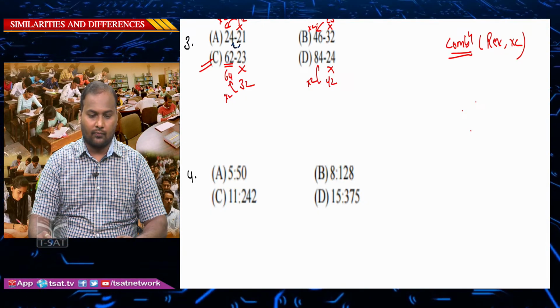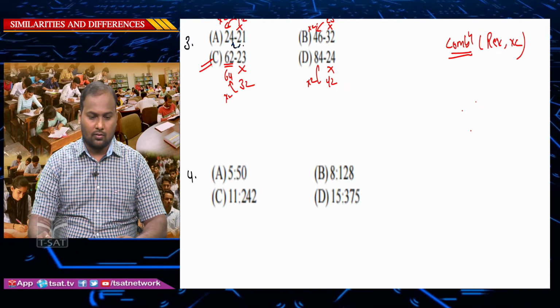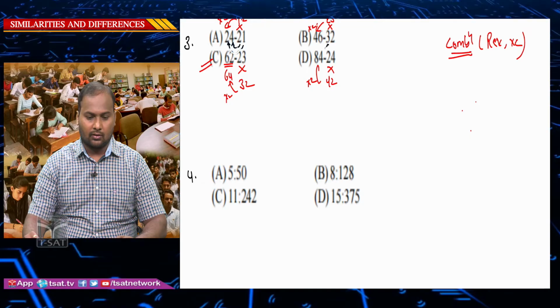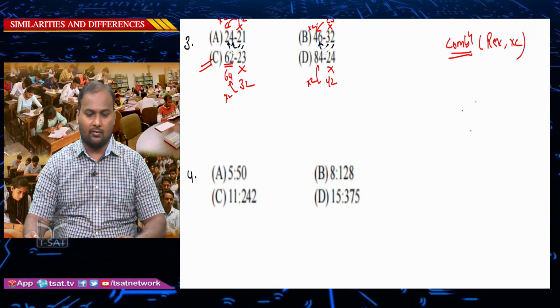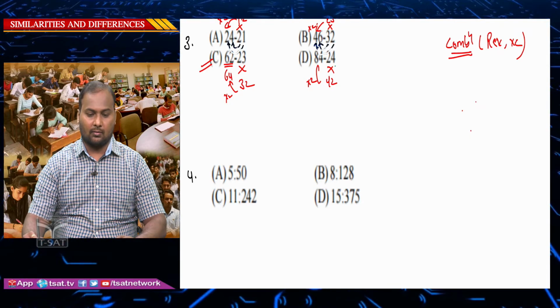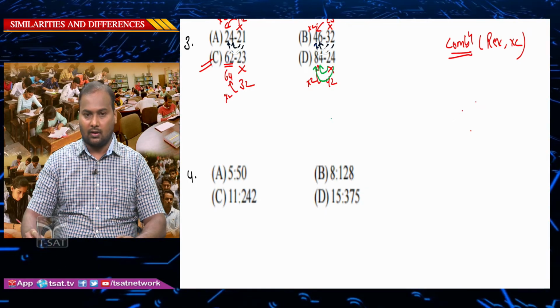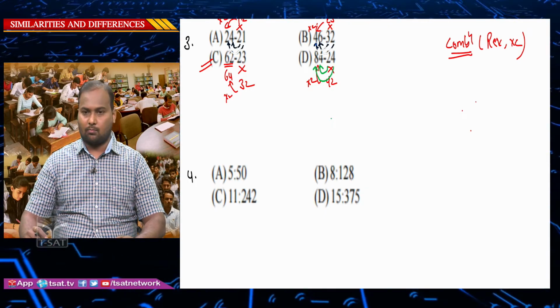2 to 4, how many times? Double. So 1 becoming 2 is also double. Here also 3 to 6 is double. In the same way 2 to 4 is also double. Here also 2 to 4 is double, again 4 to 8 is also double. So this logic also can be applicable.